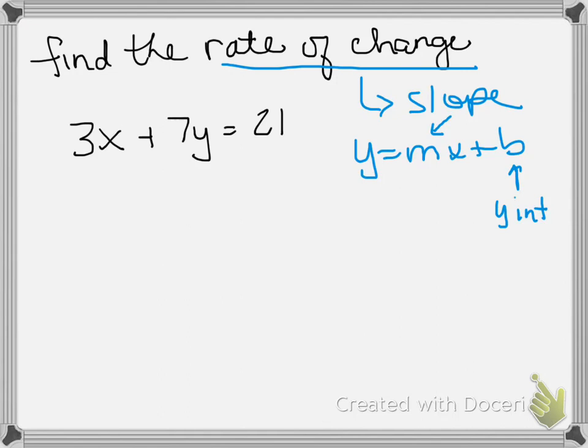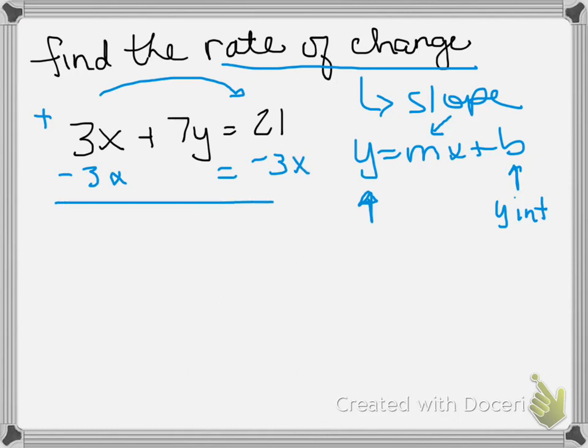Alright, so I'm going to convert this standard form into slope-intercept form. I need to move the x over to the other side. I'm only wanting y by itself here. The opposite of plus 3x is a negative 3x, and I'm going to do that to both sides. Notice that this cancels out, and we can bring down our 7y.